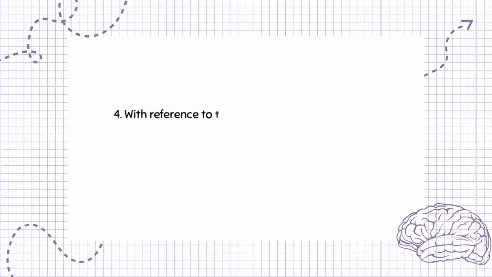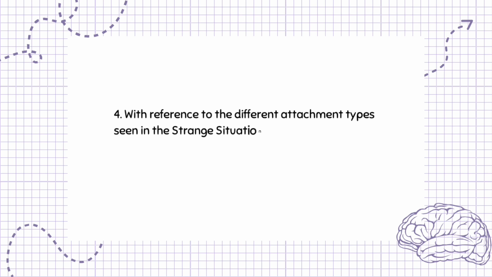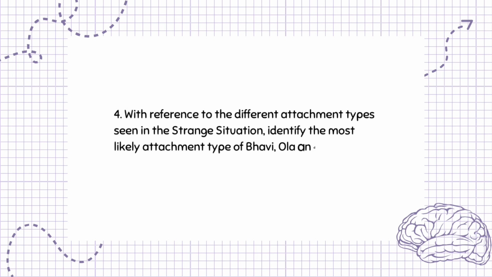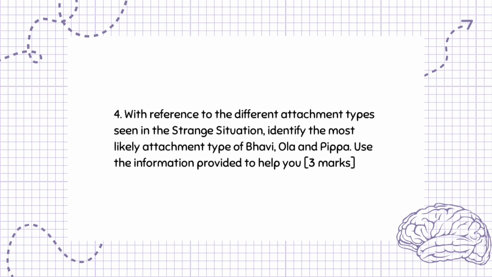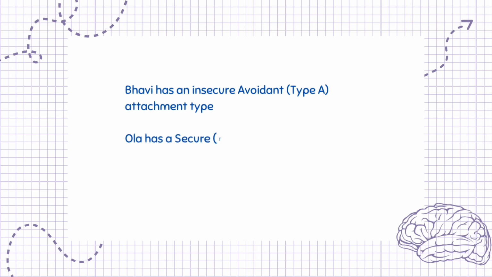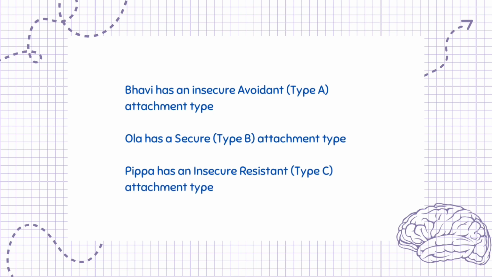Question 4. With reference to the different attachment types seen in the strange situation, identify the most likely attachment type of Barbie, Ola, and Pippa. Use the information provided to help you. 3 marks. Barbie has an insecure avoidant, type A, attachment type. Ola has a secure, type B, attachment type. Pippa has an insecure resistant, type C, attachment type.